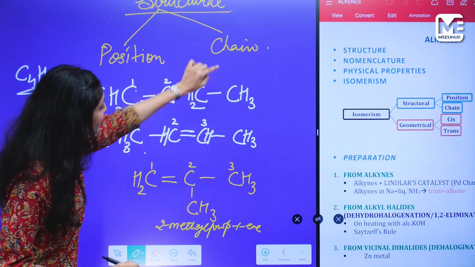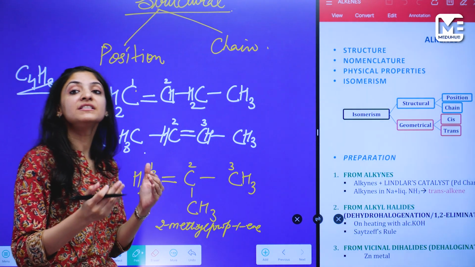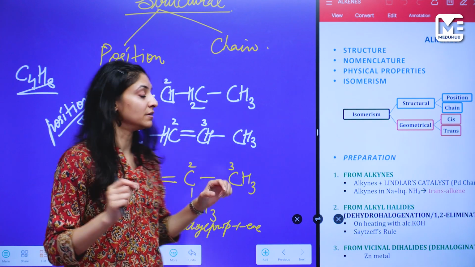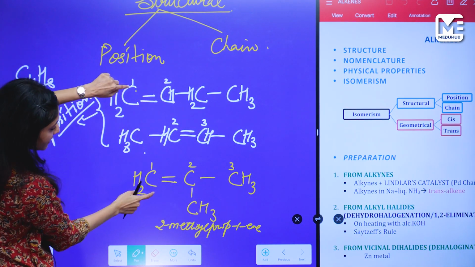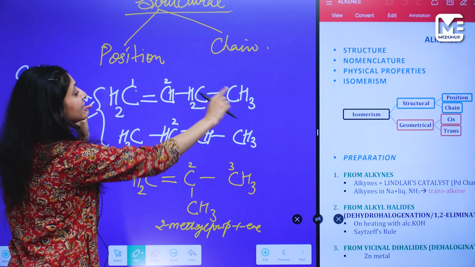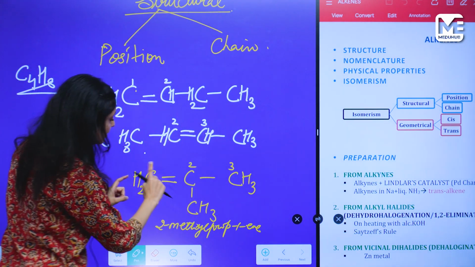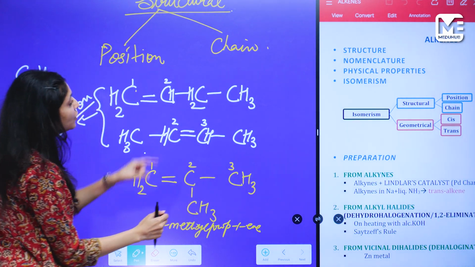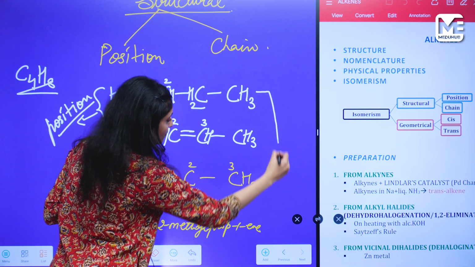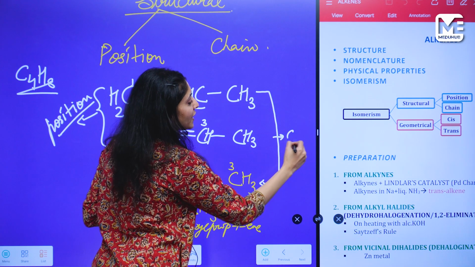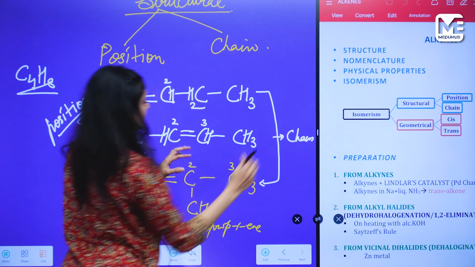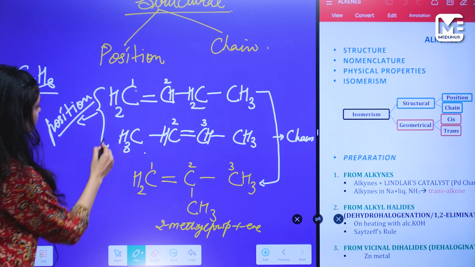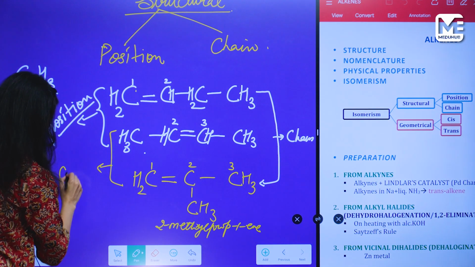But chain isomerism means that there is a difference in the basic carbon skeleton. If you see this and this one, you will see this carbon skeleton is a straight chain. Here there are 3 carbons in a straight chain and there is branching of a methyl group here. So if you see these two, they will show chain isomerism. Similarly, these two also show chain isomerism.